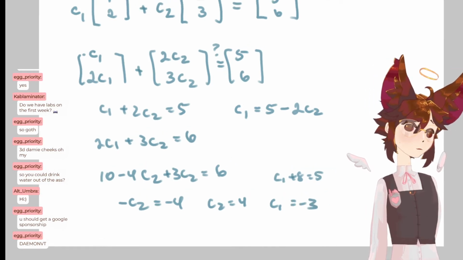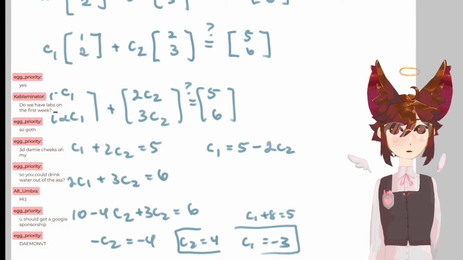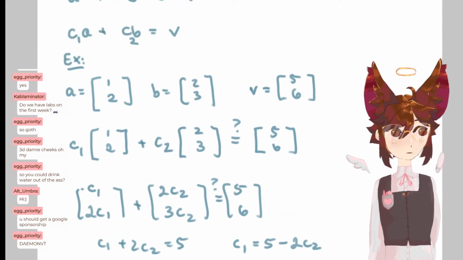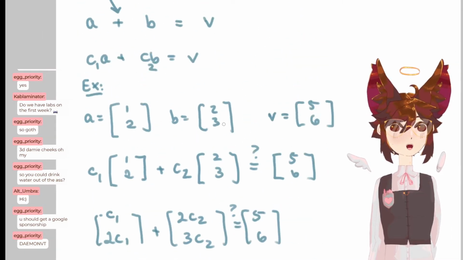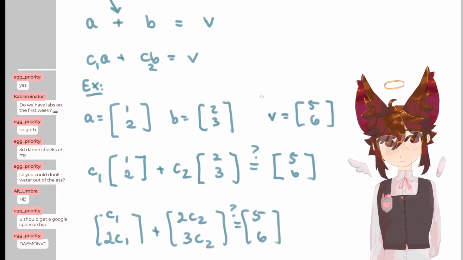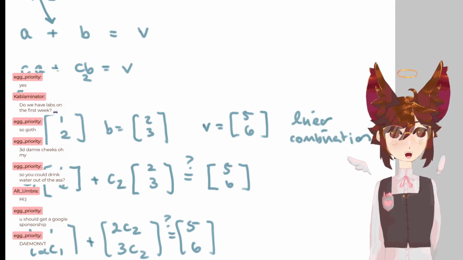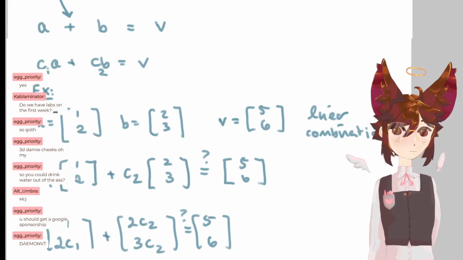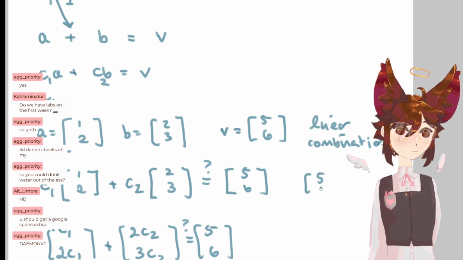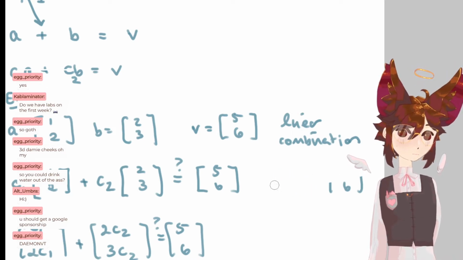So C1 equals negative 3. It turns out these vectors do add up to make this vector over here. If we take minus 3 of the first one and 4 of the second one, we'll get this. And what this kind of question is called is we're saying that vector V is a linear combination of vectors A and B. It's called a linear combination because we're just adding them with constants, and it can create V. There are lots of different vectors that V could be a linear combination of. For example, V is a linear combination of 5, 0 plus 0, 6. So there's not only one thing that can make up a vector. It can be lots of things.